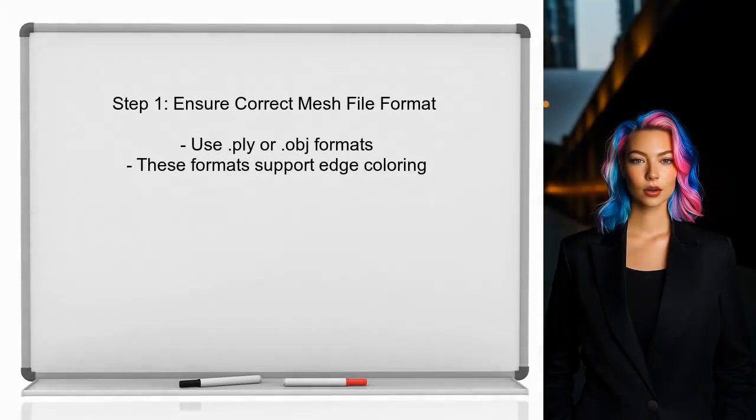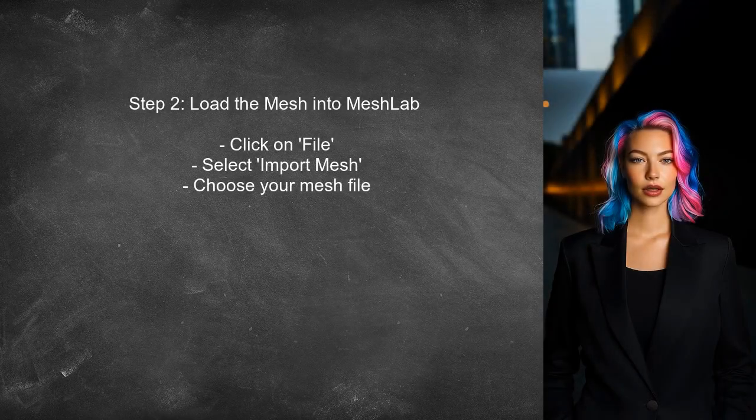To begin coloring the edges of the mesh in MeshLab, the user should first ensure that they have the correct mesh file format. Formats like .ply or .obj are suitable for this task. Next, the user needs to load the mesh into MeshLab. This can be done by selecting File from the menu and then choosing Import Mesh.